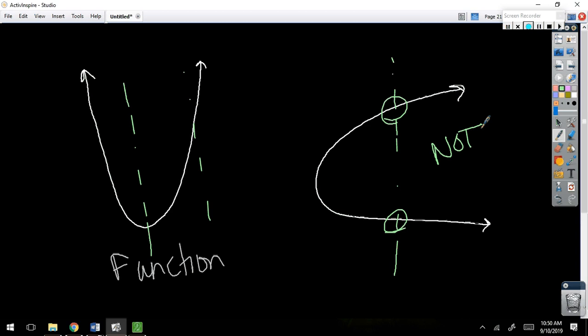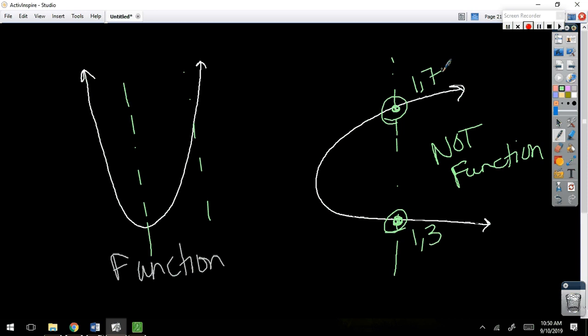Because that input, that x value, has two corresponding y values, right? If I'm on a coordinate plane, this might be (1, 3). This one, (1, 7). But the value 1 has two outputs. So it's not a function.